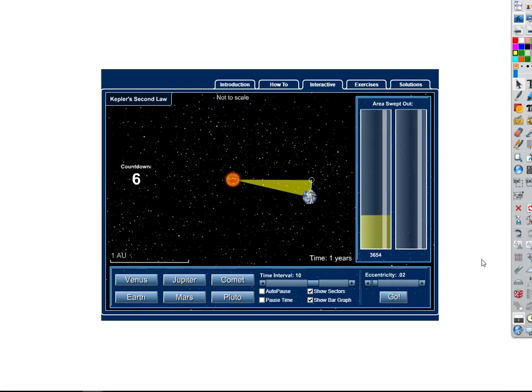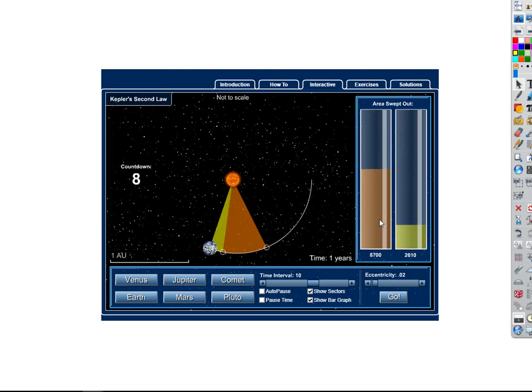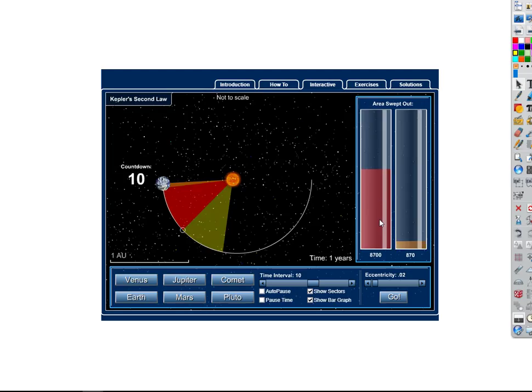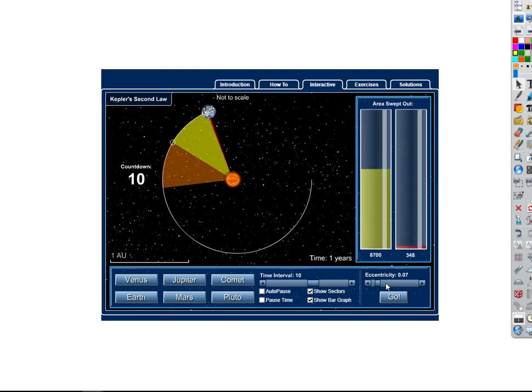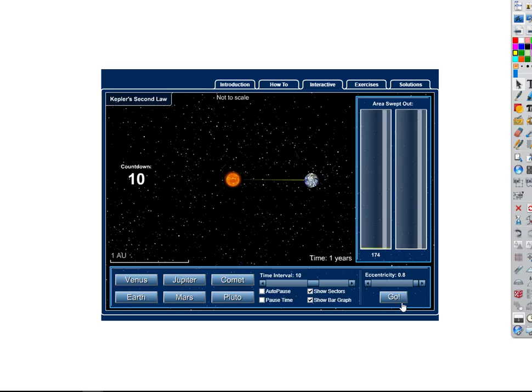This is really the best one. Look at how it shows the areas. This is pretty cool. That's a circular orbit. It's a pretty circular orbit, yeah. Here, we can mess with the eccentricity and make it much more eccentric. Right? There you get an idea. Okay, so there's a good visualization of Kepler's second law.